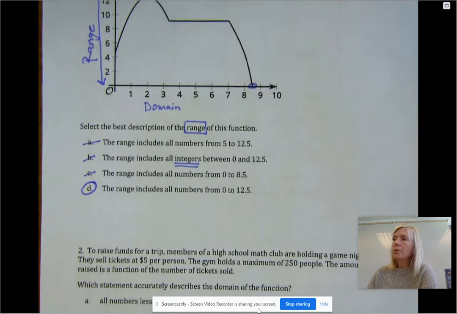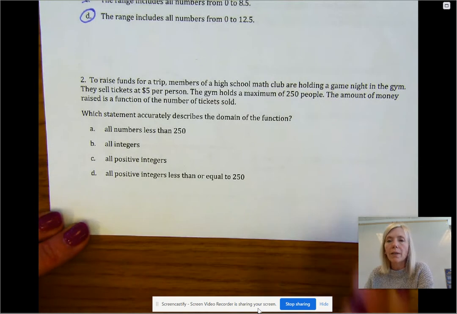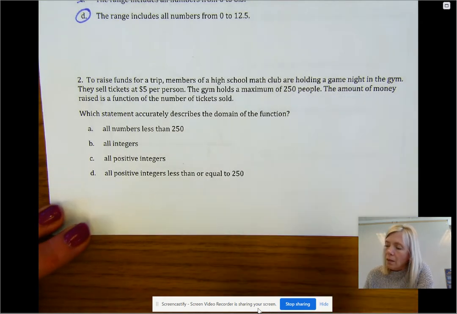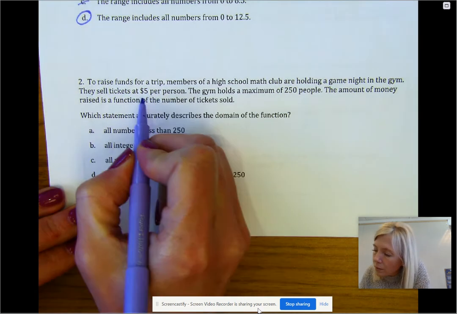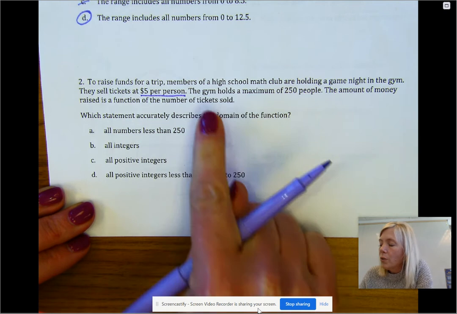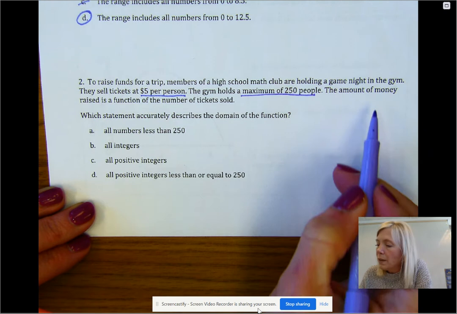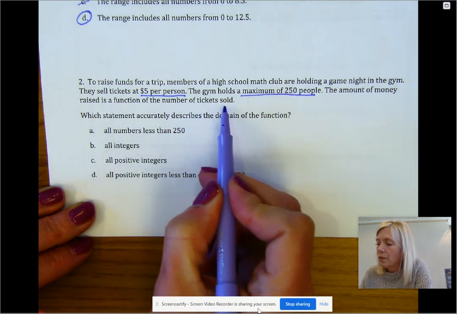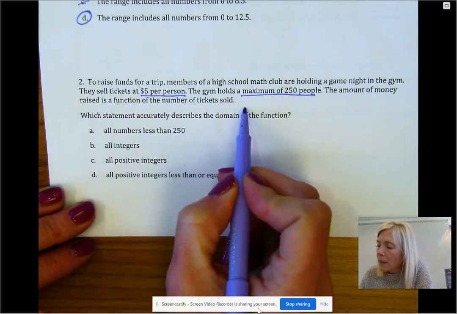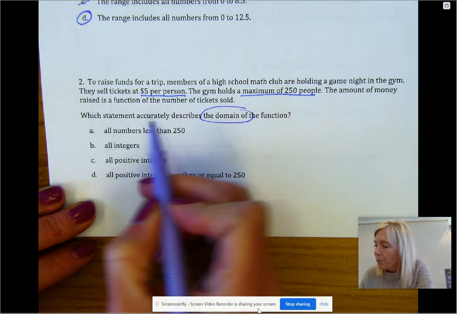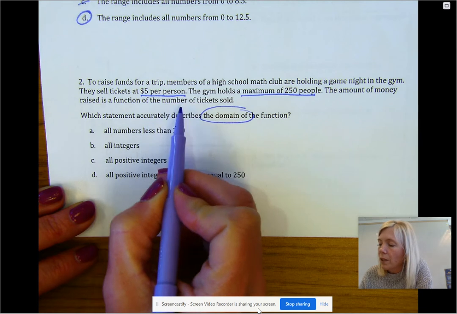All right, number 2. To raise funds for a trip, members of a high school club are holding a game night in the gym. They sell tickets at $5 per person. The gym holds a maximum of 250 people. The amount of money raised is a function of the number of tickets sold. So which statement accurately describes the domain of the function? So the amount of money raised is a function of the number of tickets sold.